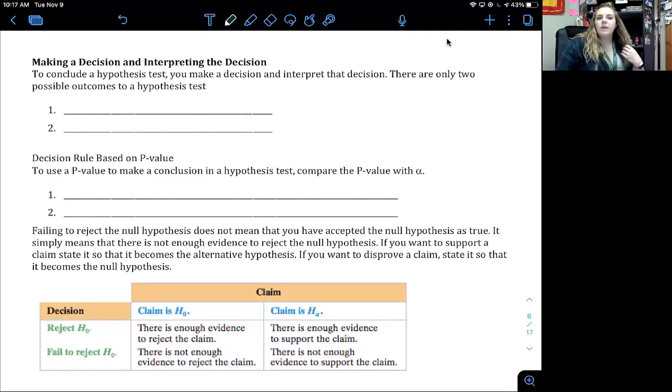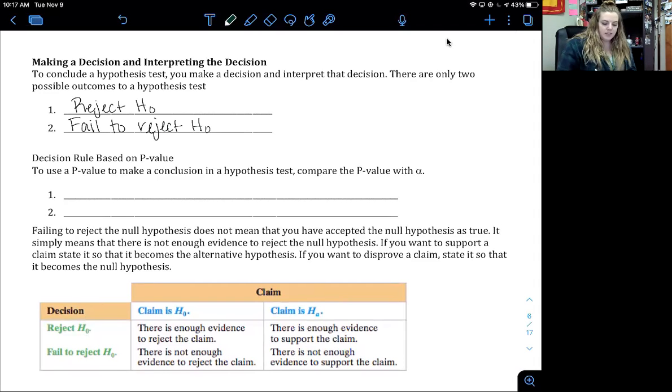Okay, when we are making decisions and interpreting that decision, the first thing we're going to look at is the 2 decisions we can make. So to conclude a hypothesis test, you make a decision and then we interpret. The only 2 possible outcomes we can have is that we're going to reject the null hypothesis, or we're going to fail to reject. Okay, you're never going to be able to support the null hypothesis. You're only going to be able to reject or fail to reject.